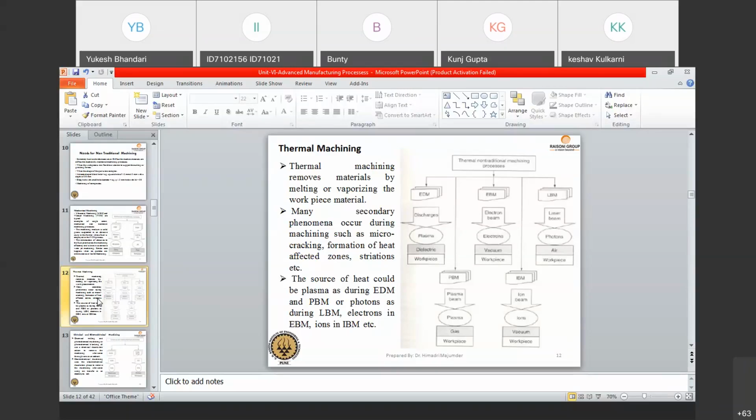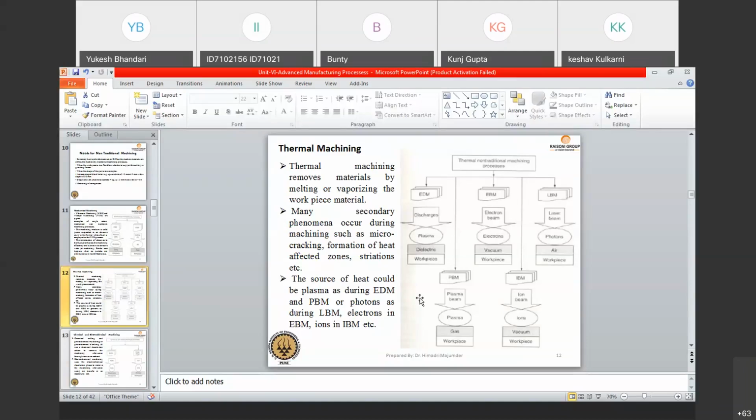The source of heat could be plasma as in EDM and PBM, photons as in LBM, electrons in EBM, ions in IBM, etc. So if you subcategorize thermal machining, in the EDM process plasma is used, photons are used in LBM, electrons are used in EBM, and ions are used in the IBM process. So these are the different subcategories of thermal machining.